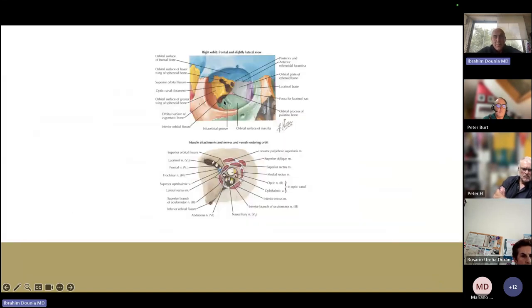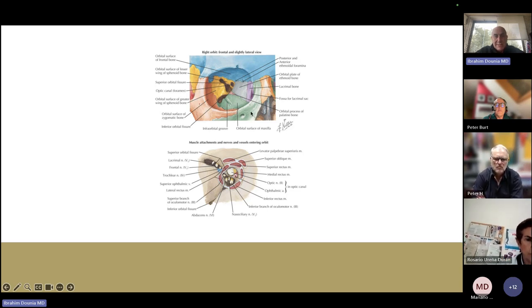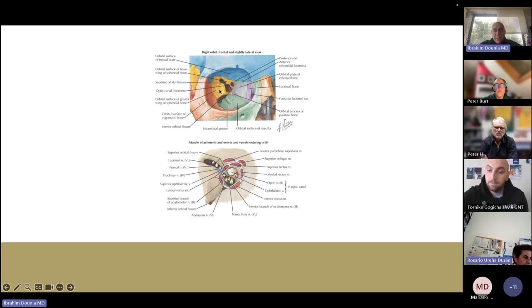We have seven bones that form our orbit where the eye is situated. We have the frontal bone, the zygomatic bone, the maxilla, lacrimal, two ethmoids, a small bone called the pterygoid, and the sphenoid. It's very important to know that the weakest bone in our orbit is the ethmoid bone. This ethmoid bone is very, very weak.